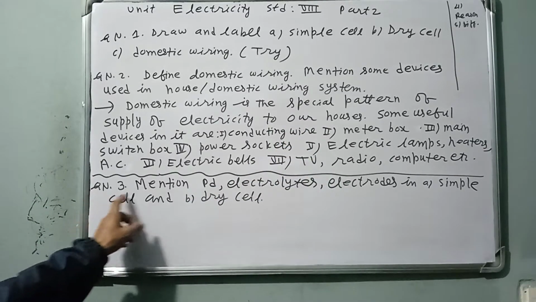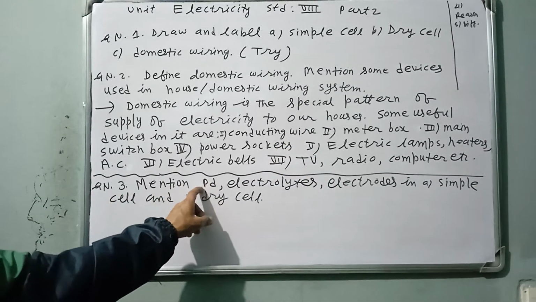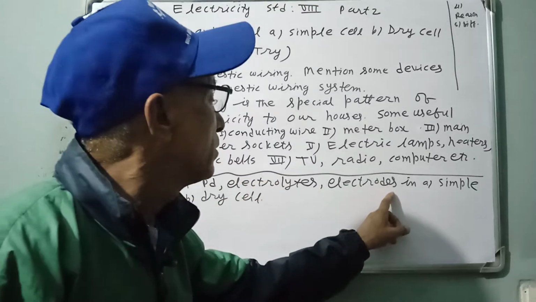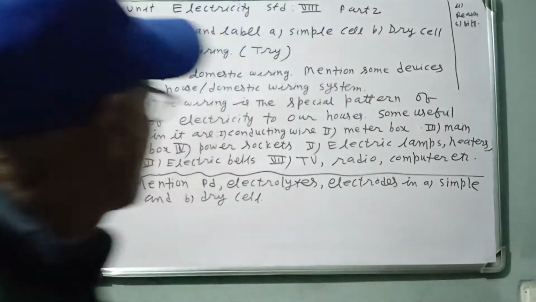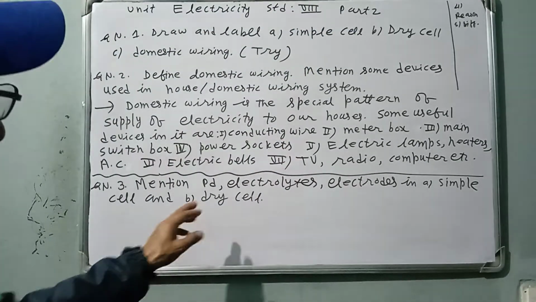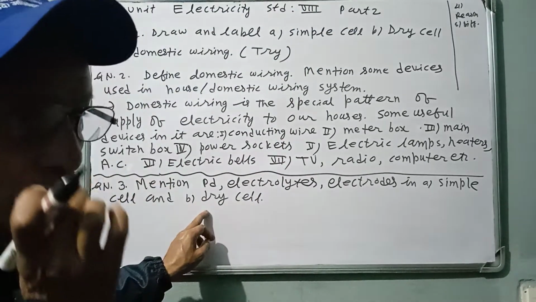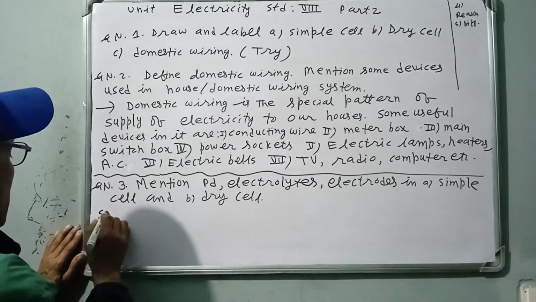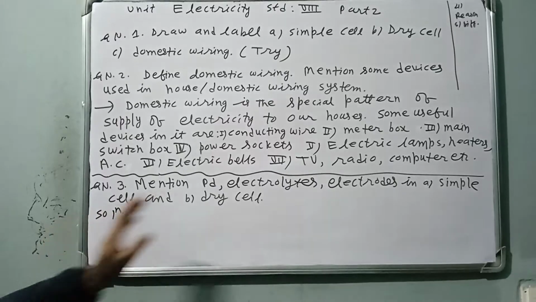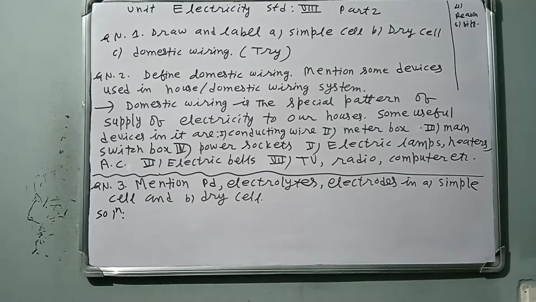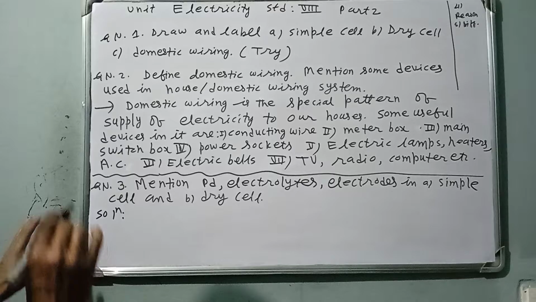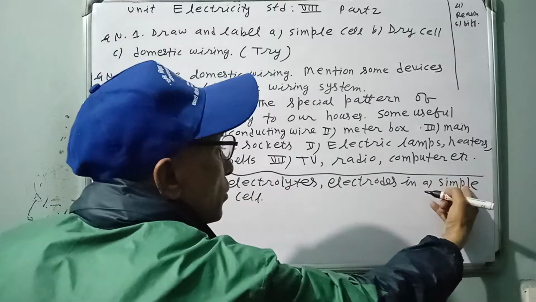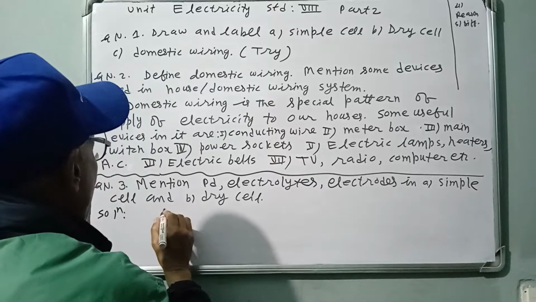Question number 3, mention PD. Here PD means potential difference, electrolytes, electrodes in simple cell and dry cell. But in a dry cell, you can use a depolarizer as well. Depolarizer. First of all, it is better to write in a different way. Although the question is simple cell and dry cell, it is better to write A and B.